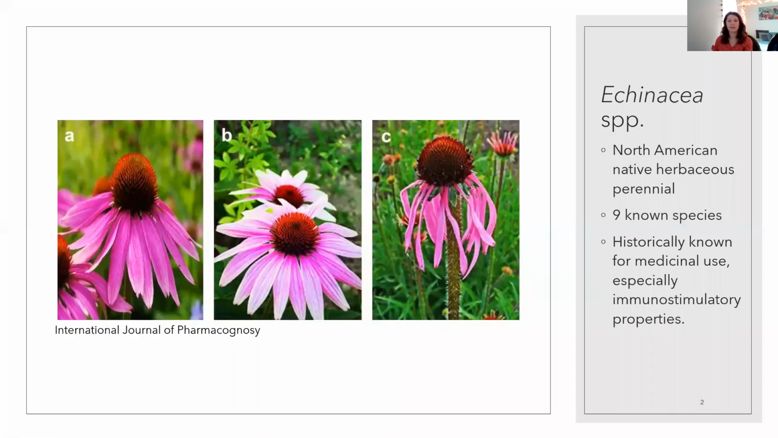Echinacea is a group of perennial flowers that are native to North America, and it's commonly known as purple coneflower. There are 9 known species, but seen here are Echinacea purpurea, Echinacea angustifolia, and Echinacea pallida, which are the 3 most common species used medicinally. Echinacea has historically been used variably for medicinal reasons, most commonly in treating the common cold and flu, with a strong emphasis on upper respiratory infections. The most prominent modern use for it is for its immunostimulatory properties.